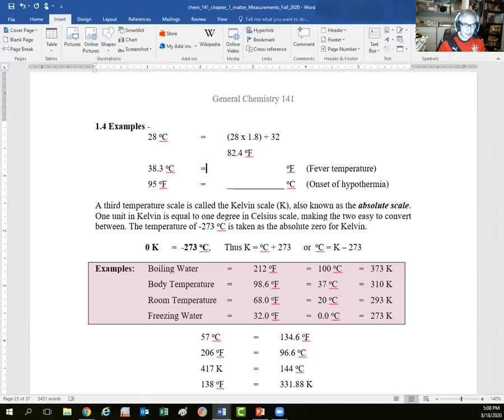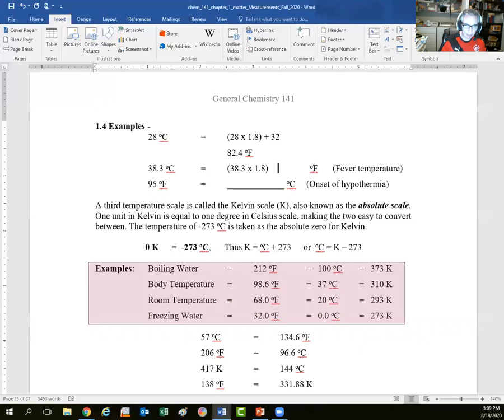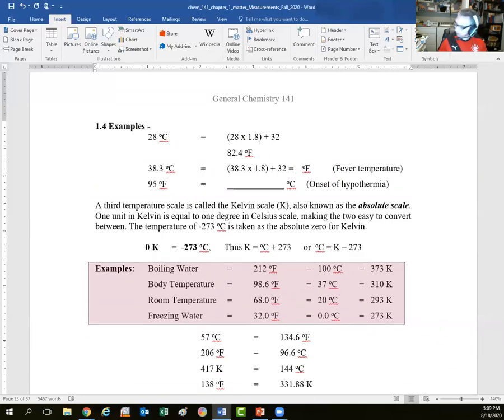For the second one, again converting into Fahrenheit, so 38.3 degrees multiplied by 1.8, and then add on 32. Oops, my Microsoft Word document is not happy with me. Let's see, I have to cheat and use my calculator to get this. Bear with me.